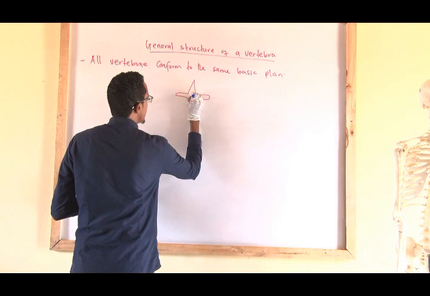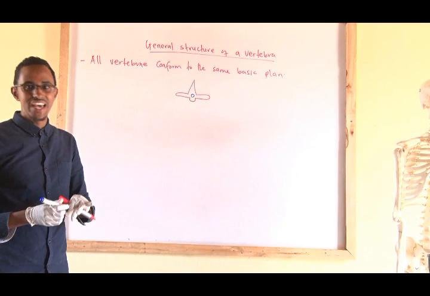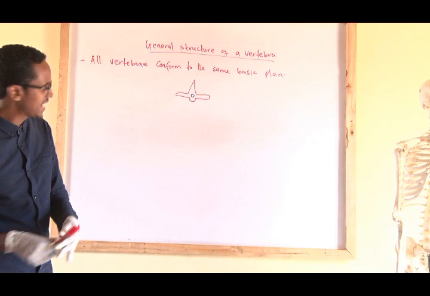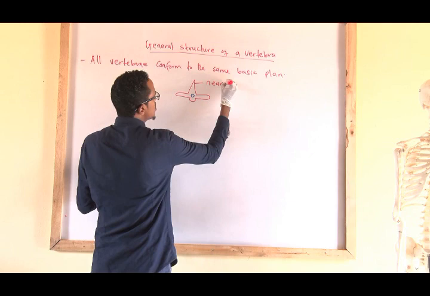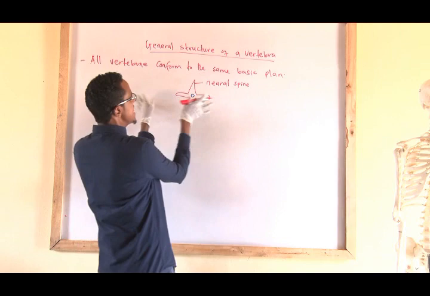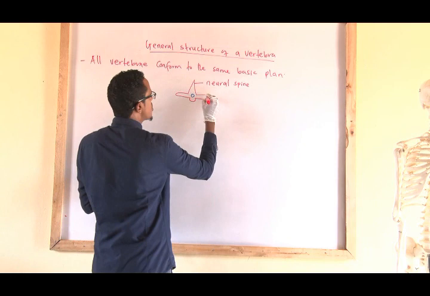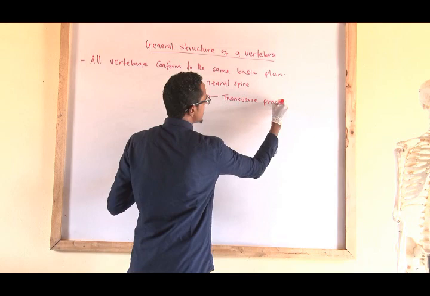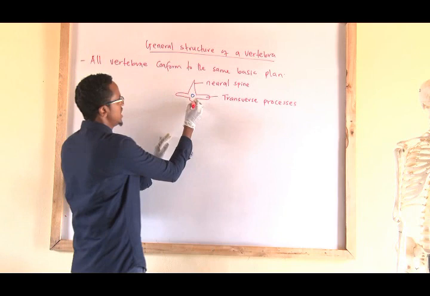Good. All vertebrae have this main part. This part, I call the neural spine. The lateral projections on either side, we call them the transverse processes. And then the round thing here, we call it the centrum.